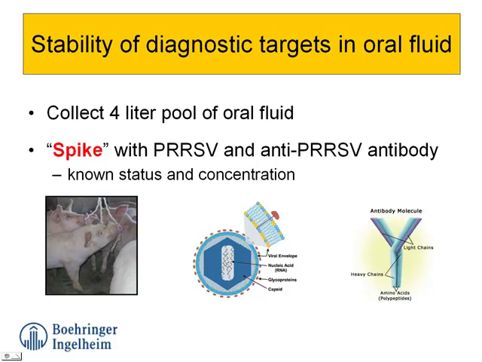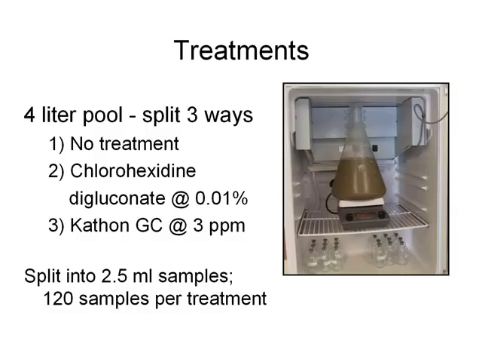So there's the big vat, kind of looks like chocolate milk, and so we split it down 3 ways. One portion got no treatment, one portion received chlorhexidine digluconate at 0.01%, and the other got Cathon GC at 3 parts per million. Both of these are commonly used antimicrobials. Like chlorhexidine is commonly found in mouthwash and things. Cathon is in cosmetic products, makeup, and things like that. So they're safe, effective antimicrobials. Wanted to see if they were necessary for these samples.